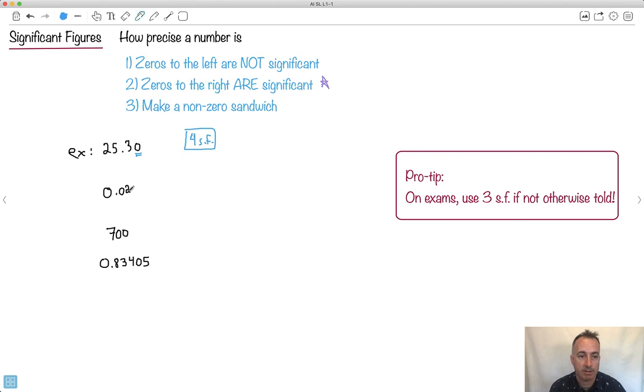Now this one right here, let's see. There's only one non-zero number, and there's only zeros to the left. They're not significant, so we don't count them. So here we're just going to say one significant figure.